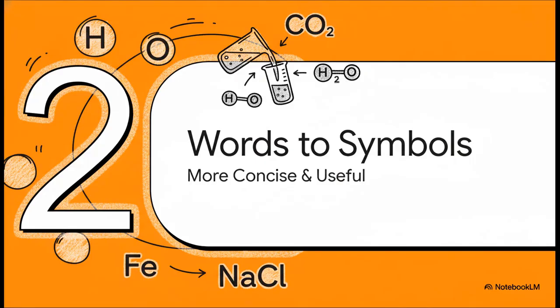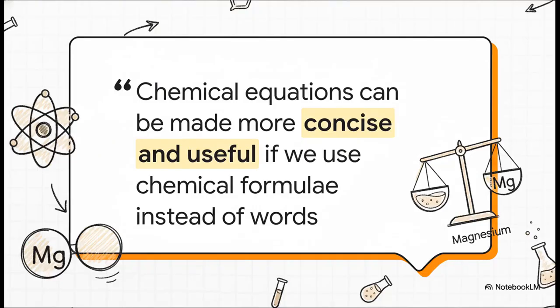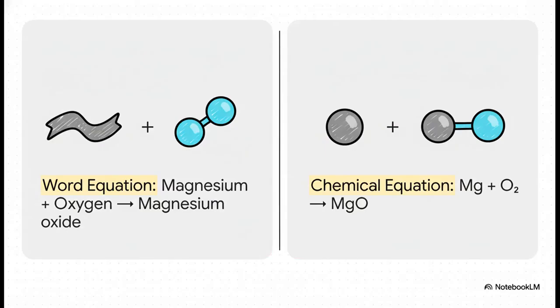Now, word equations are a great start. But in chemistry, we can be even more precise and even more concise. So let's take the next step and start using chemical symbols and formulae instead of full words. As our textbook tells us, using chemical formulae makes our equations even more useful. So instead of writing out the full name magnesium, we can just write its chemical symbol, which I hope you all remember is Mg.